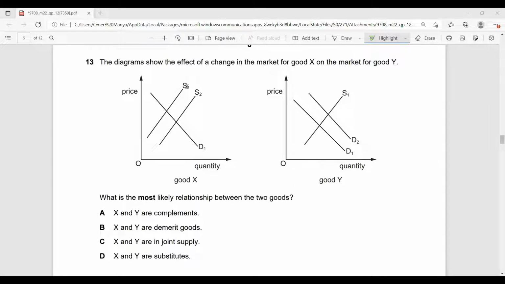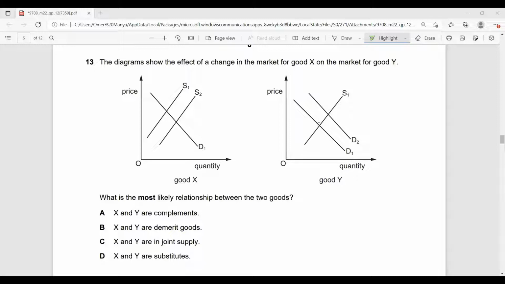The initial equilibrium was S1 and D1. However, there's been an increase in supply to S2. This new equilibrium has a greater quantity and a lesser price. So the price of this good has fallen. An increase in supply has caused the price of this good to fall. This fall in price has somehow had an impact on good Y. In fact, the demand for good Y has increased from D1 to D2. So a fall in price of good X has led to an increase in demand for good Y.